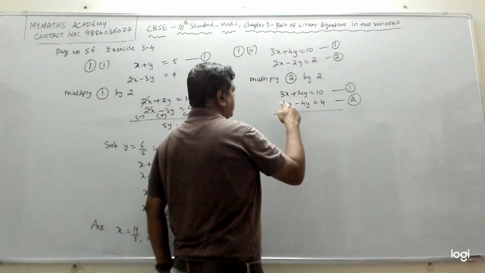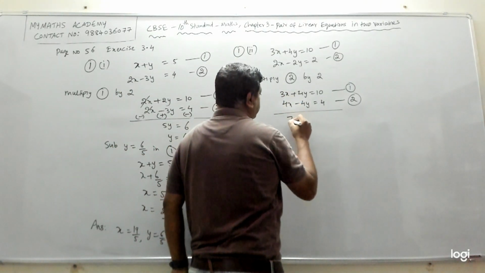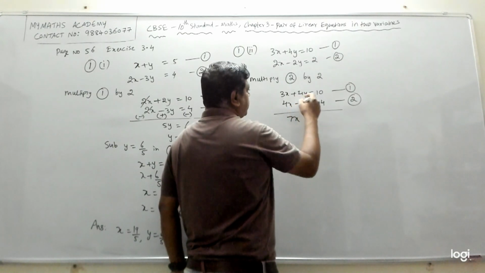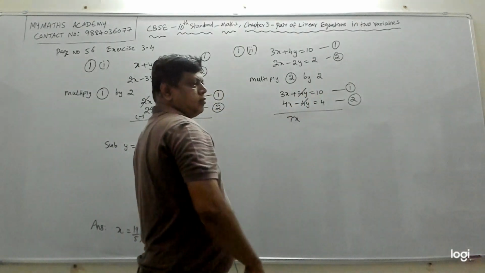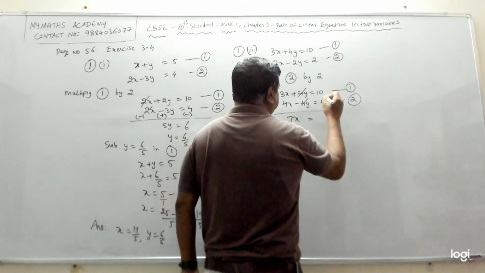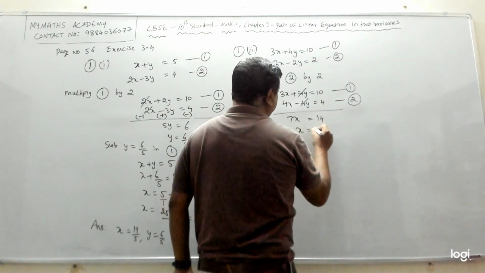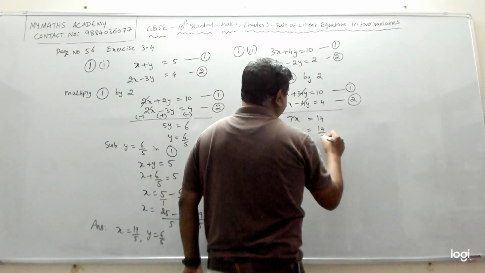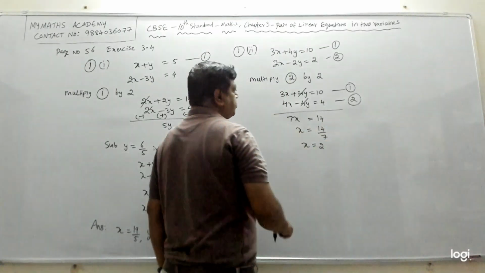So if you add them, 3x plus 4x is 7x. Now plus 4y minus 4y will become 0. They'll get cancelled. Equal to 10 plus 4 is 14. So you get x is equal to 14 by 7, where x is equal to 2.